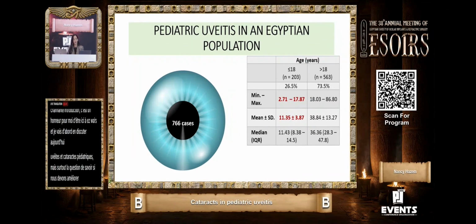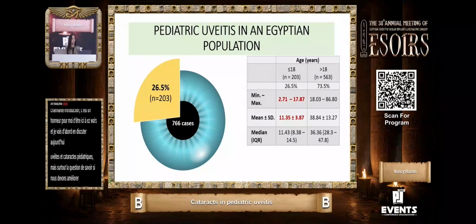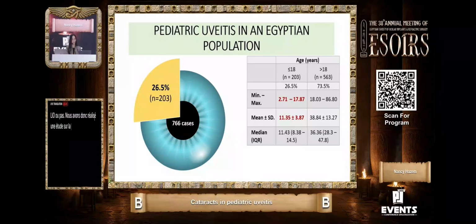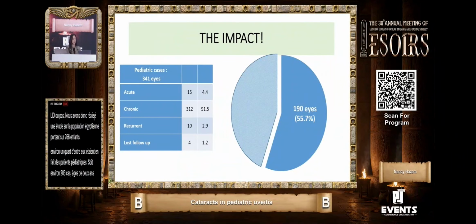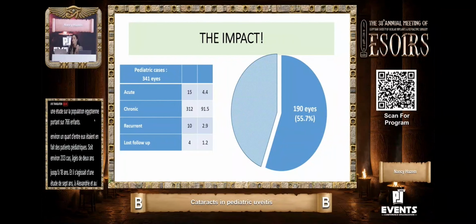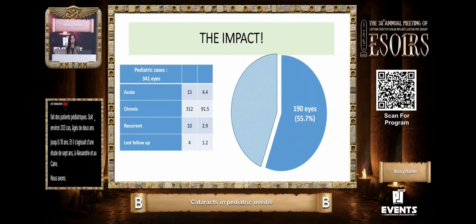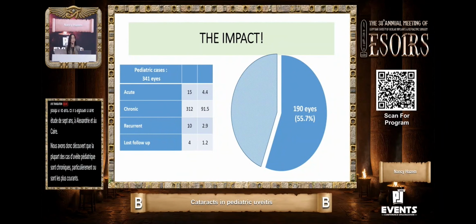So we had a study on an Egyptian population involving 766 cases. About a fourth of them were actually pediatric patients, so about 203 cases, ranging in age from 2 years up to 18 years. And this was a 7-year study, both in Alexandria and Cairo. So what we found is that most of the cases of pediatric uveitis are chronic, and the most common implicated entity is JIA uveitis, of course.